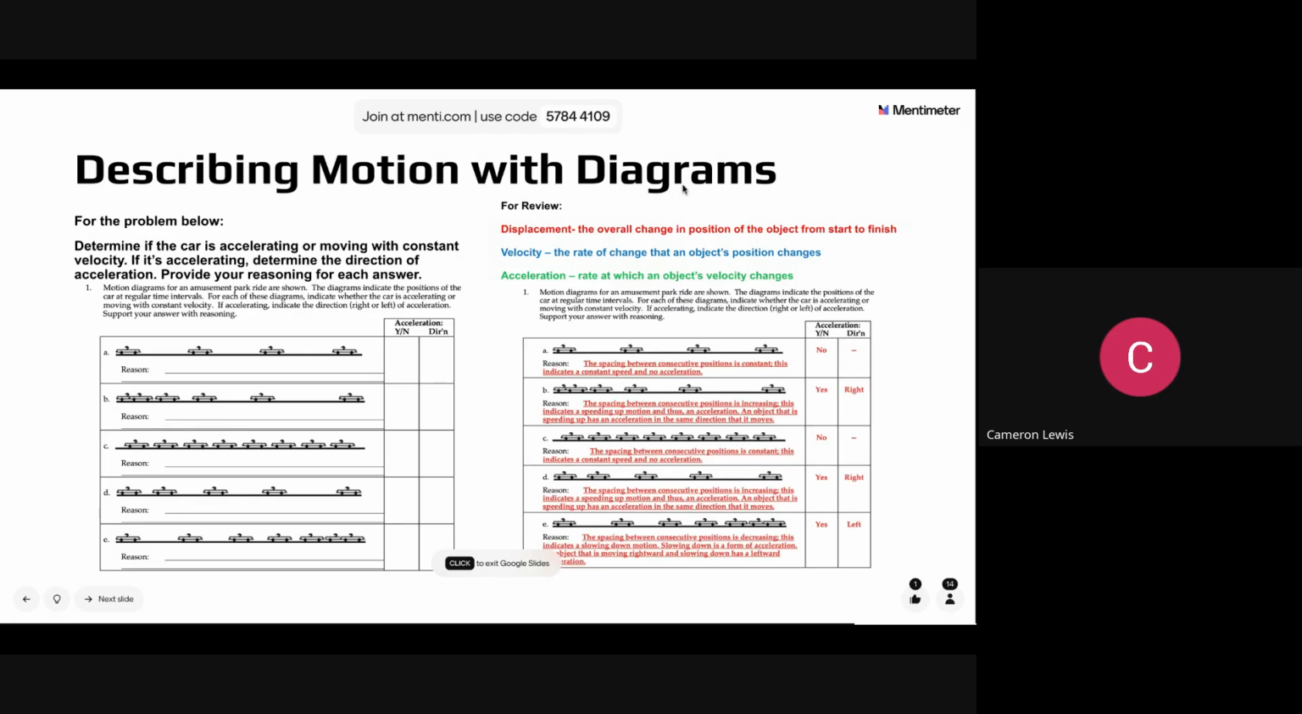So for that first one, there is no acceleration. I think I heard this one correctly. There's no acceleration, and the reason behind that is the space in between the positions is constant. That indicates a constant speed, so there's no acceleration, and constant velocity as well.